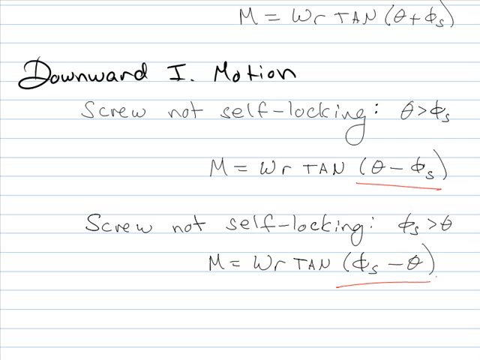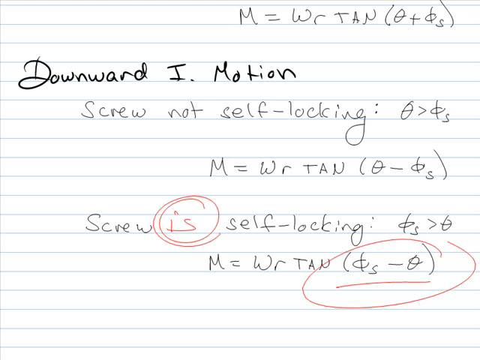So I think one of the more complicated issues in figuring out how to apply these is determining, sounds goofy, whether you're looking at downward or upward motion. But once you've determined that, then using the correct equation isn't too rough. Basically, if you do this and you get a minus sign, then you actually would have a screw that is self-locking, and we'll go from there.